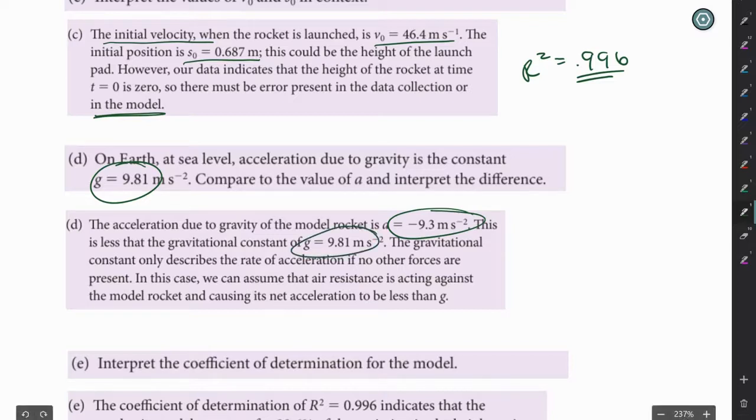your gravitational pull would be that. But because we have some wind resistance, our gravitational pull ends up being a little bit smaller. So its net acceleration is a little bit less than what gravity would be due to air resistance.